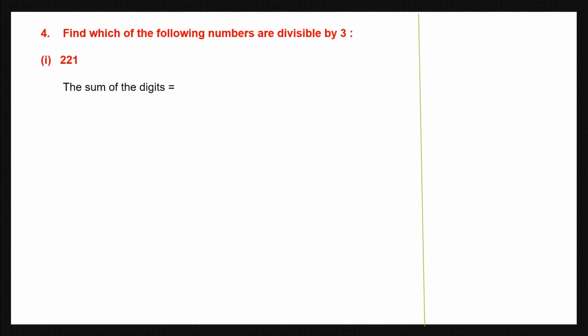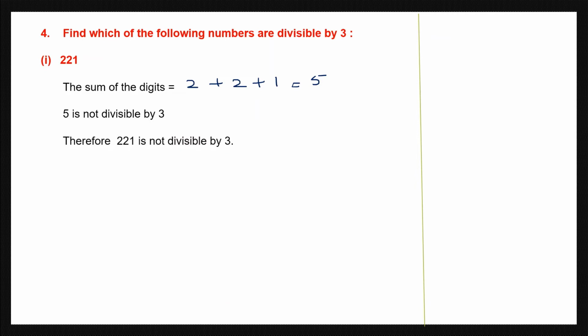The sum of the digits. So this is the test for 3. We have to add up these digits. So 221 will be 2 plus 2 plus 1. 2 plus 2 is 4. 4 plus 1 is 5. Now 5 is not divisible by 3, isn't it? 5 is not there in the tables of 3. So therefore 221 is also not divisible by 3.